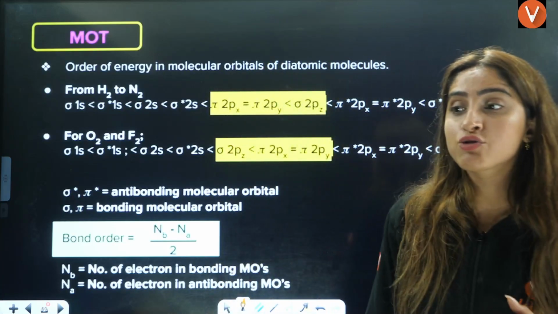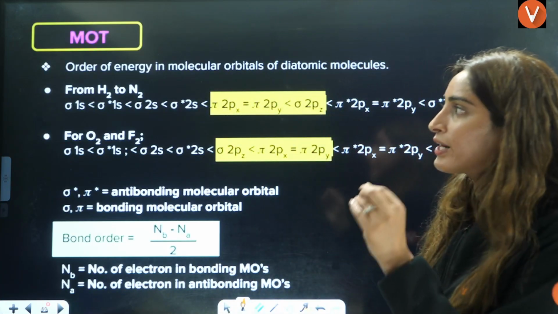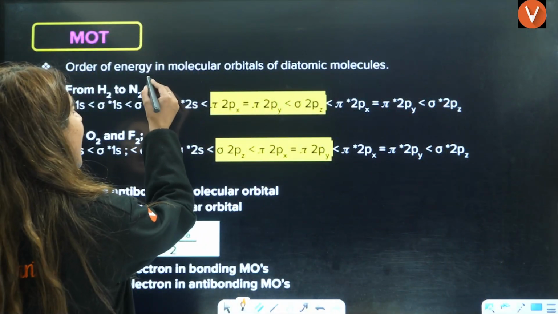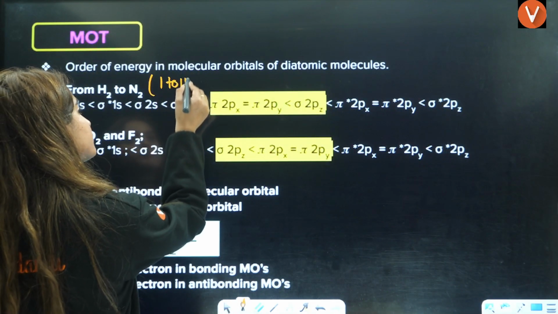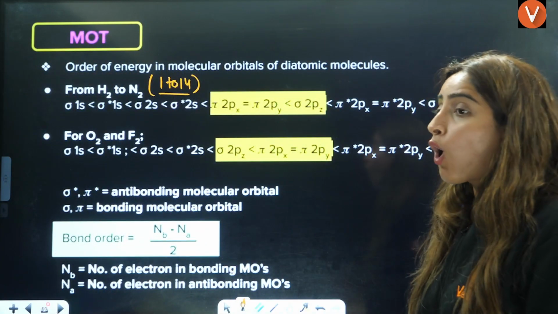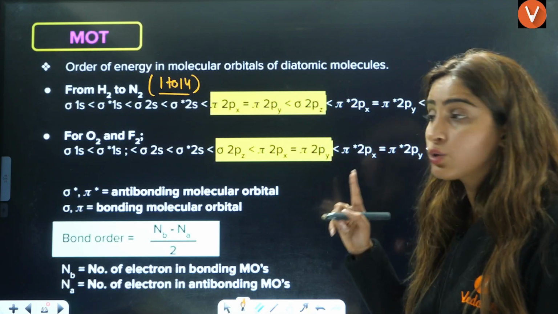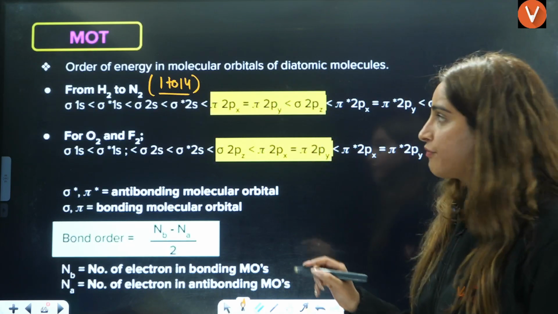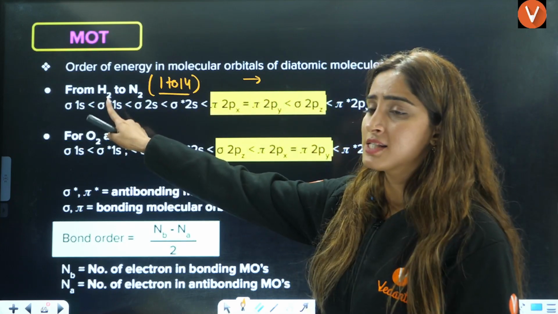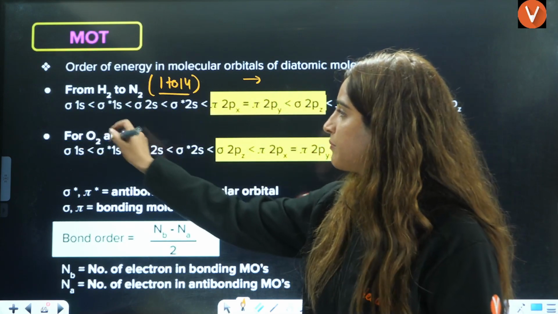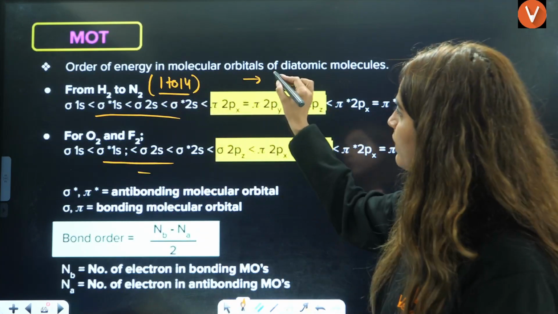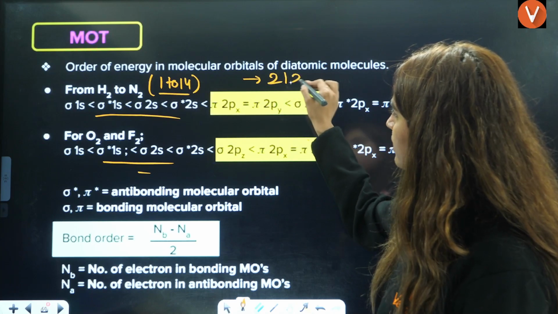First is the electronic configuration here. Always remember one thing, that whenever you have from 1 to 14, you will always have sigma 1s star, sigma 2s star the same. The difference is here. In 1 to 14, you will have 2, 1, 2, 1.